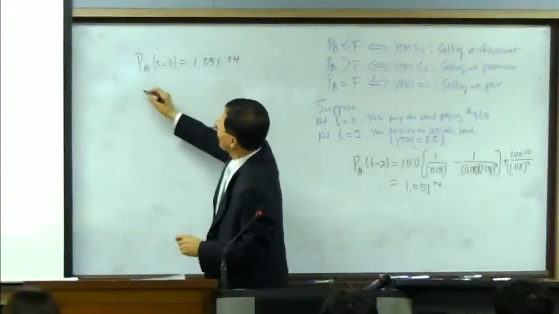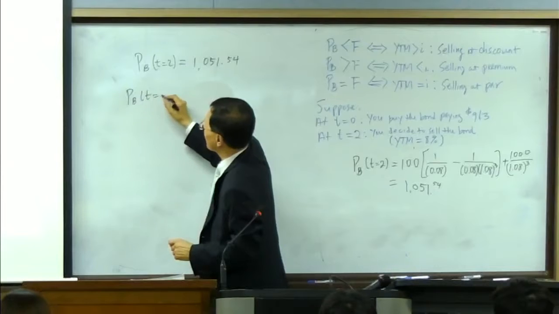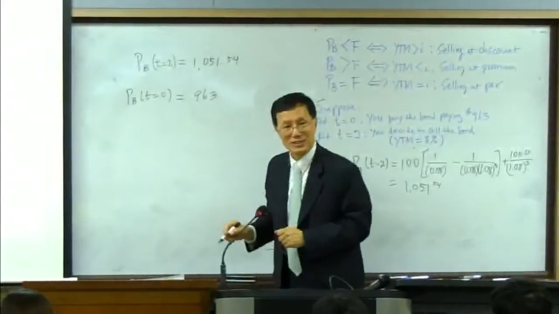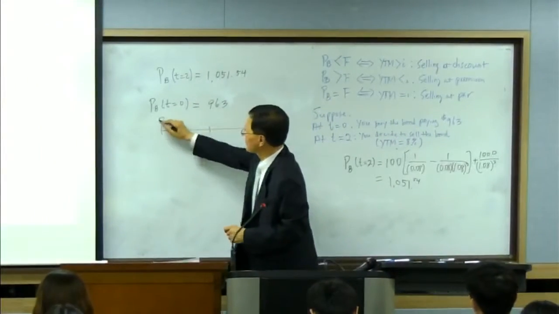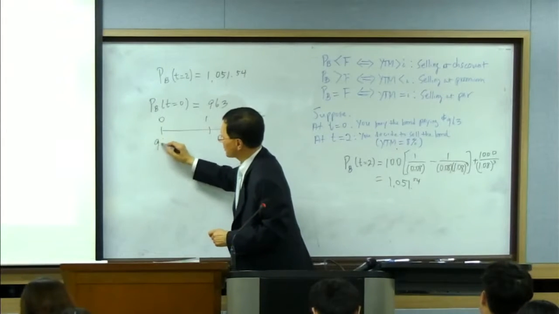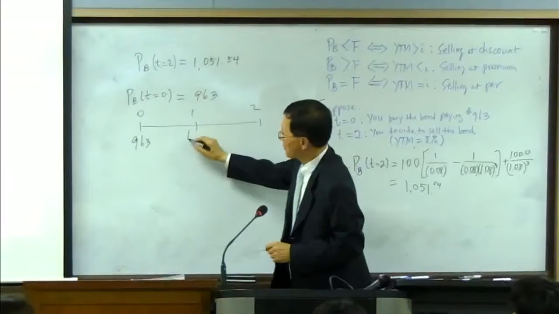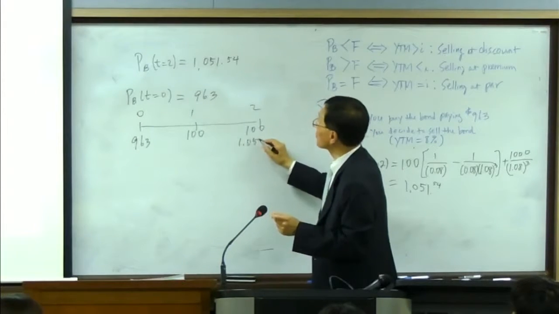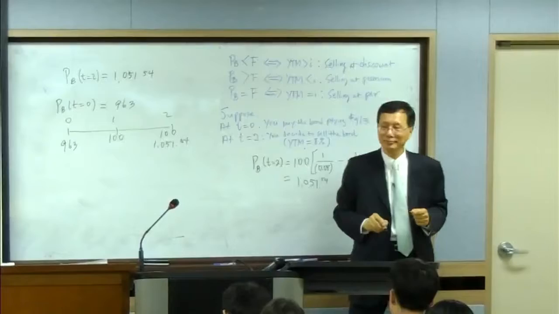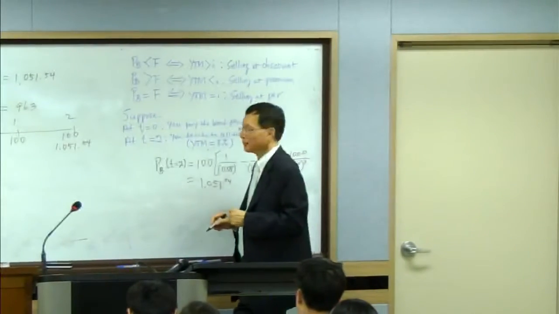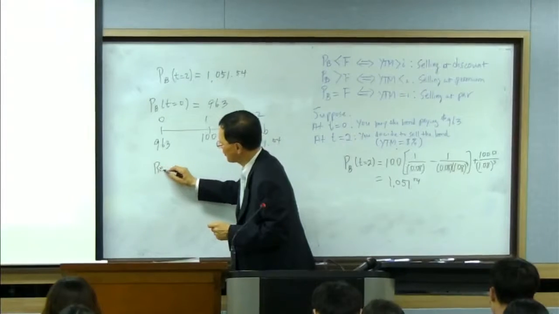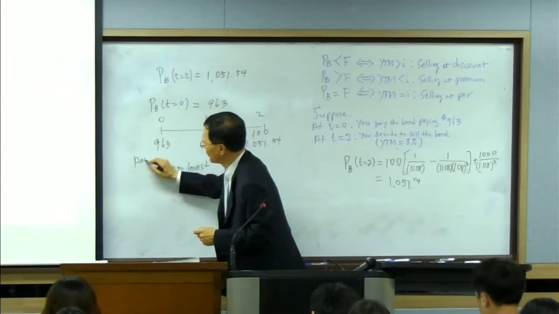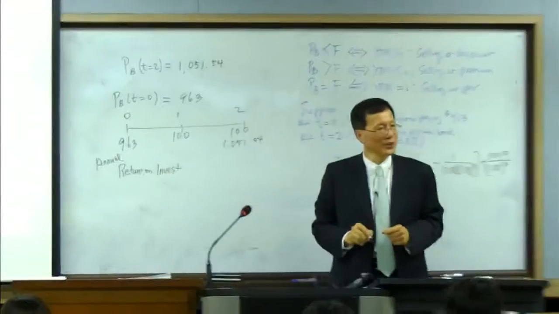51.54. You remember, the price of the bond at t equals 0 was 963. So you invest 963 at time 0. 0, 1, 2, and 963. You receive 100, and you receive 100, and then you sell it at 1,051.54. So what's the return on investment? I mean, annual. Annual return on investment in this bond.